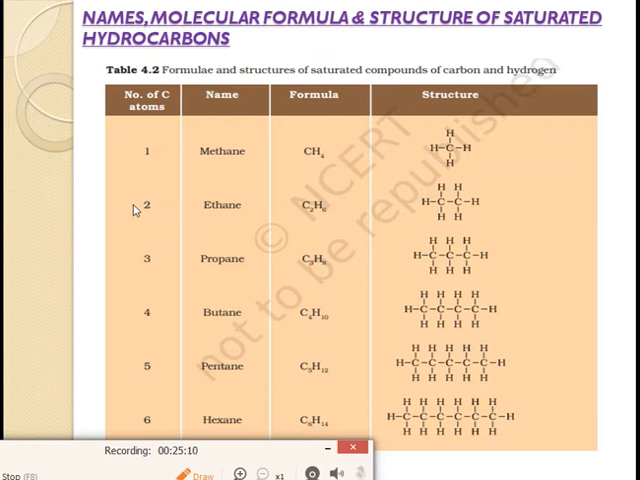Ethane has two carbon atoms and its formula is C2H6. C2H6 means two carbon atoms, we will draw like this, and six hydrogen atoms: 1, 2, 3, 4, 5, 6 hydrogen atoms.